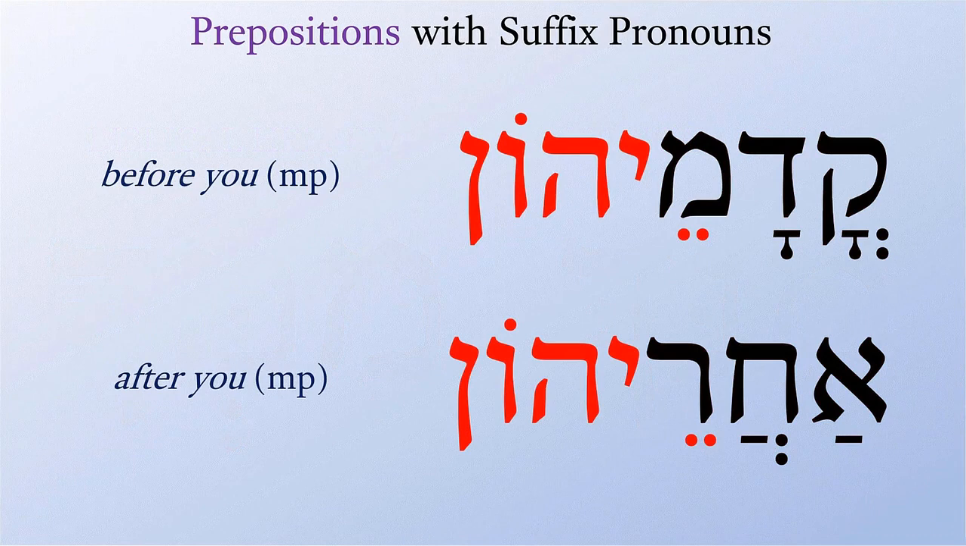Now, here's some other prepositions. Before you and after you. So, what's different here? What's different is that these prepositions are preferentially taking type 2 suffixes. Before you, masculine plural, and after you, masculine plural. That's just what these prepositions do.